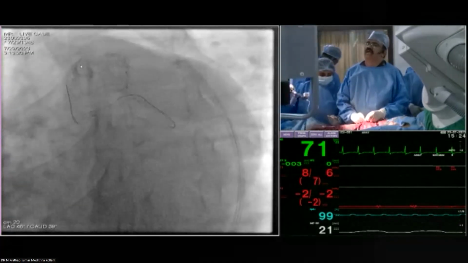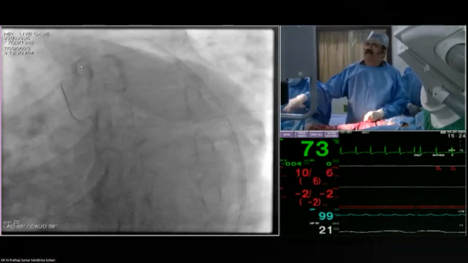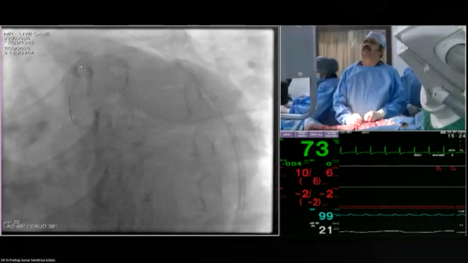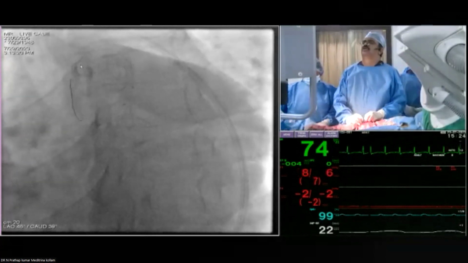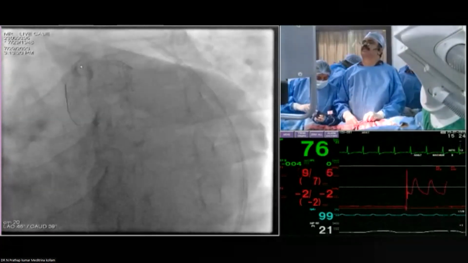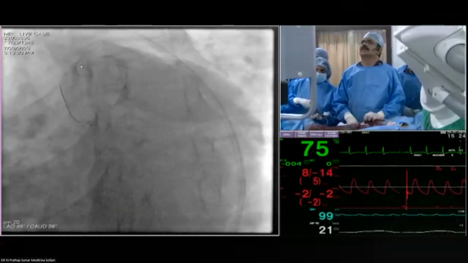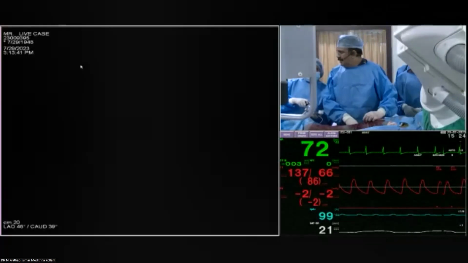You can take the wire out or not take the wire out, but I'm taking the wire out. And then I'm going to do the first crush. To be honest, you didn't check this by angio. Now you removed the wire. Maybe you have a distal problem.